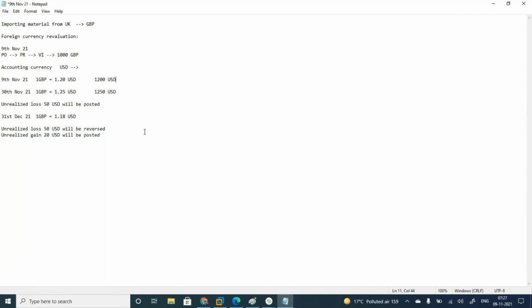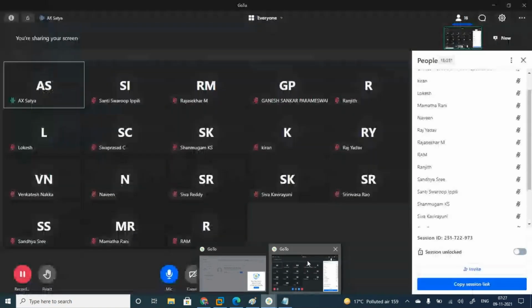If it is a loss to the bank, it will be a loss. Sometimes it may be a gain also, so they will come back. That is available in project accounting, not here. Okay, like futures and options.